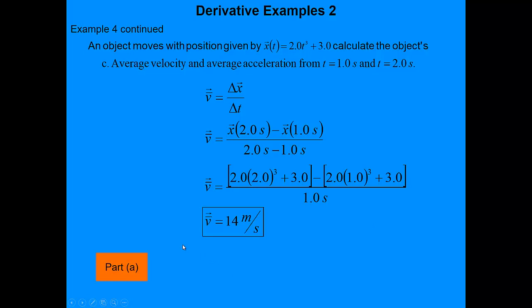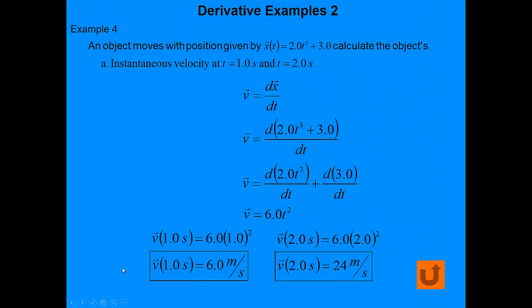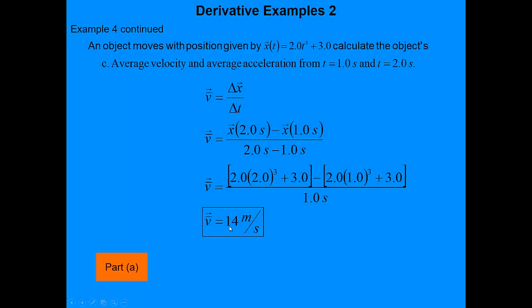Now, some of you might have been saying, why did we do all this work? Why didn't we just go back to part A, take our velocity at 1 second and our velocity at 2 seconds and find the average? In other words, why didn't we just add them up and divide by 2? But look what you get when you do that. 6 plus 24 divided by 2 is 15. That's not the answer we got here.